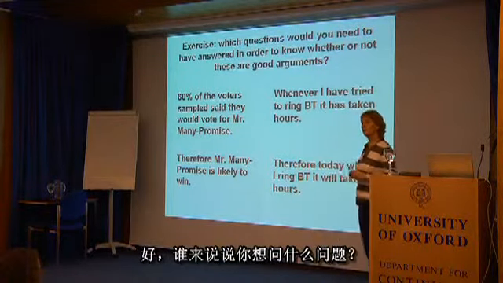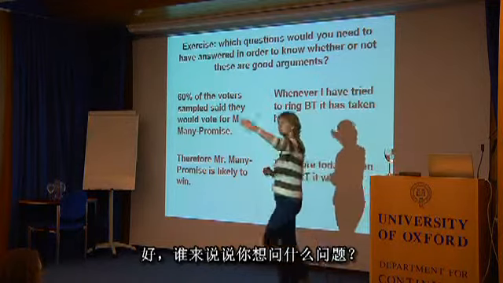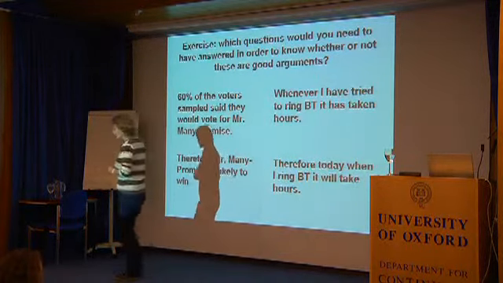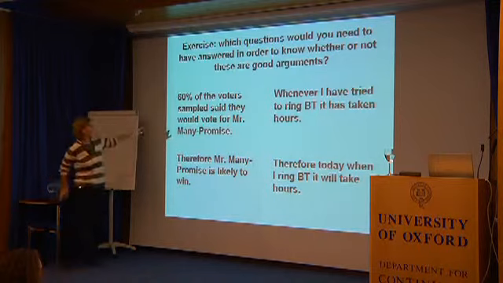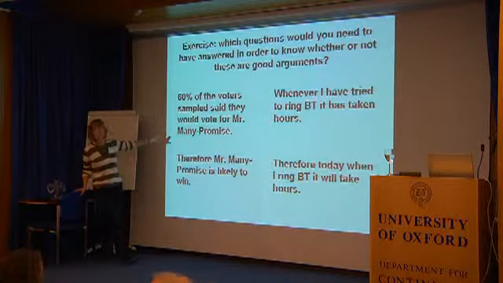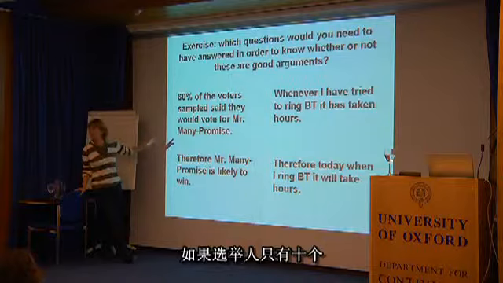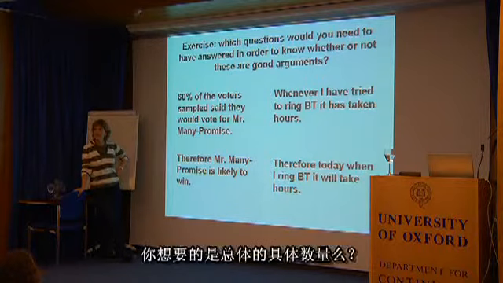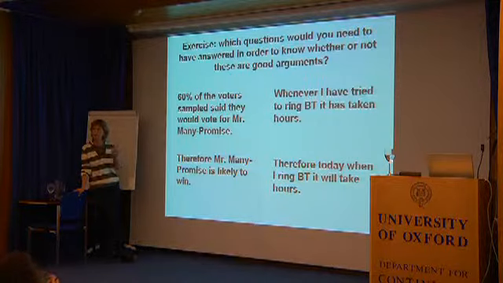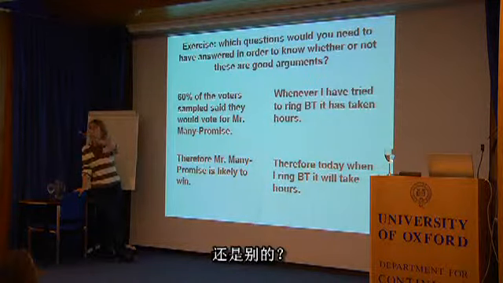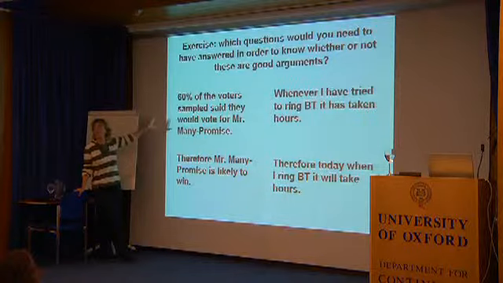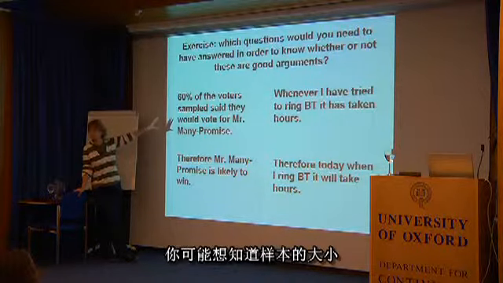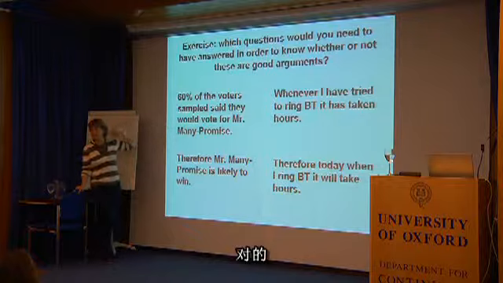Okay, anyone want to give me examples of the sort of questions you would ask? On the first one, I'd ask how big the population itself was. Could be 10 people. Okay, if the electorate was just 10 people, why would that help you evaluate the argument? Is it really the number of the population you want, or what else might it be? You might want to know the size of the sample. Yes, I thought you might.